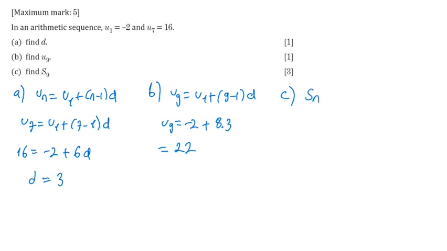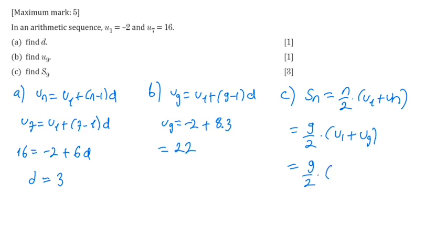In part C, we need to find the sum of the terms up to the 9th term. We can use the sum of the terms formula. S9 equals 9 divided by 2 times (u1 plus u9), and it equals 20 times 9 divided by 2, and it equals 90.